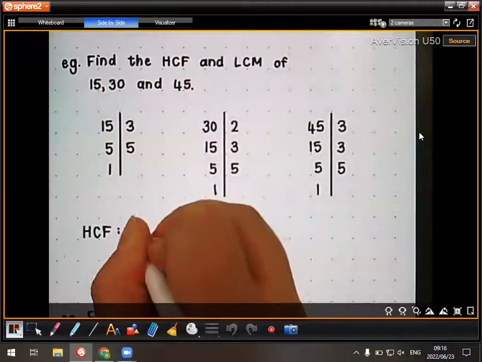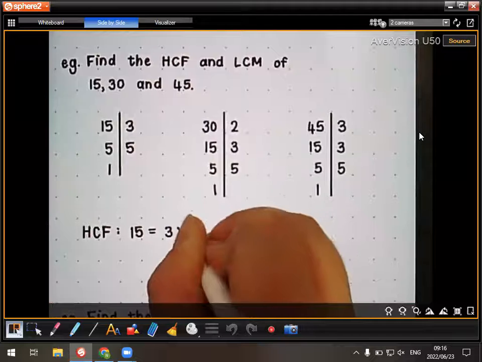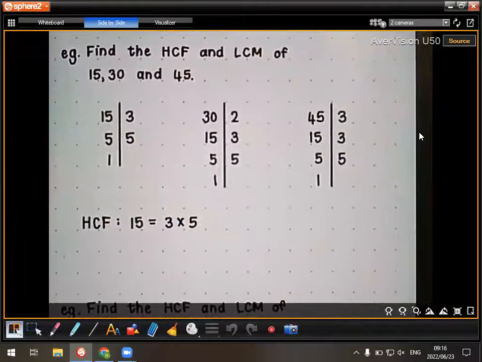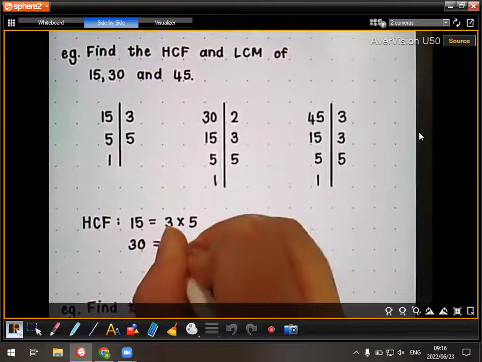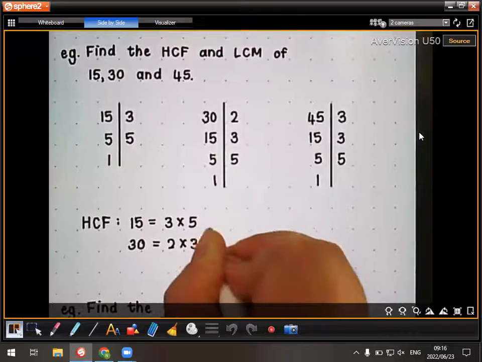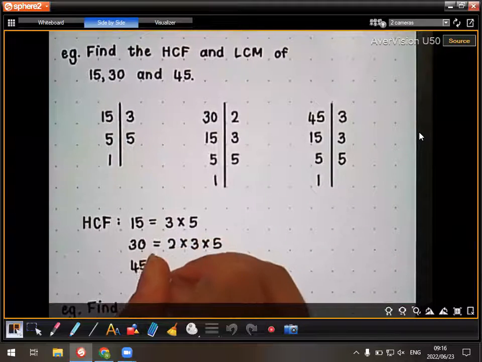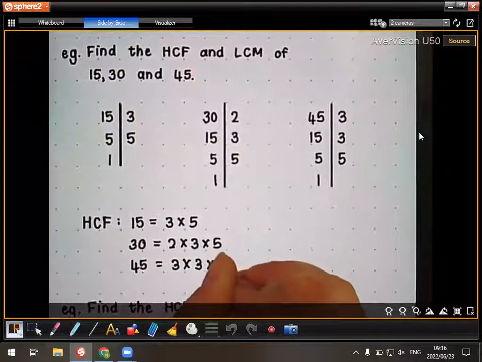So what you're going to do is write all of these numbers as products of their prime factors. Now these are quite simple, right? They don't have many factors. So 15, we're just going to write as 3 times 5. 30, we're going to write as 2 times 3 times 5. And then 45, we're going to write as 3 times 3 times 5.